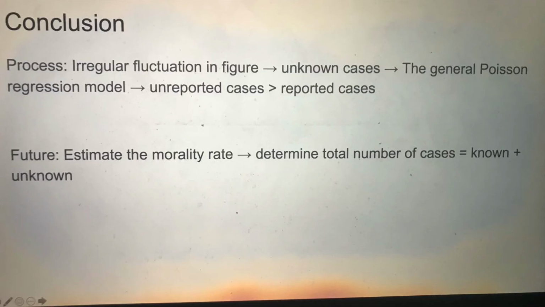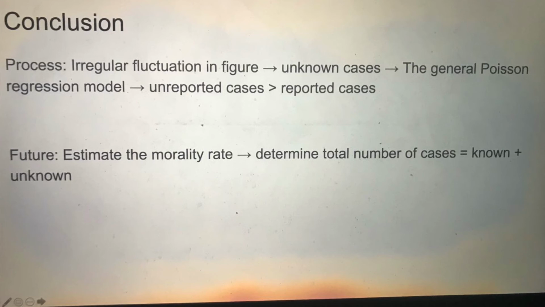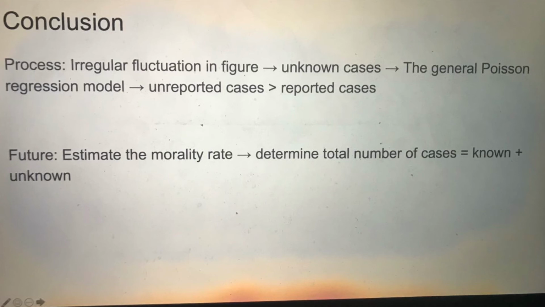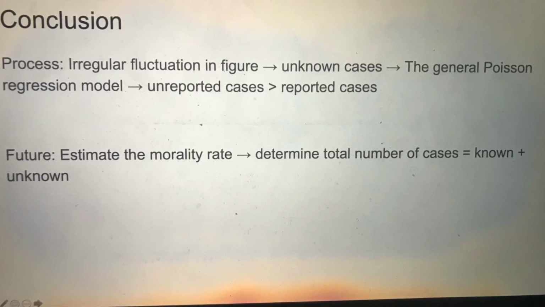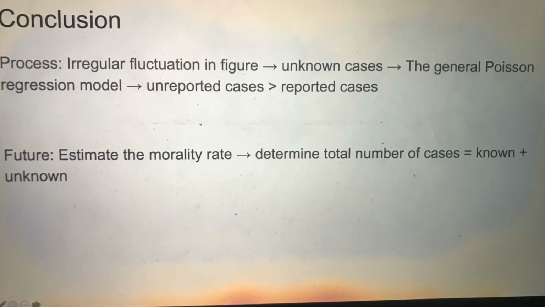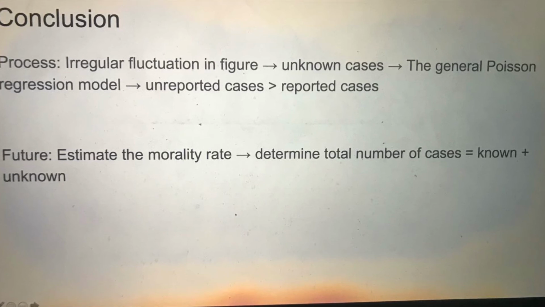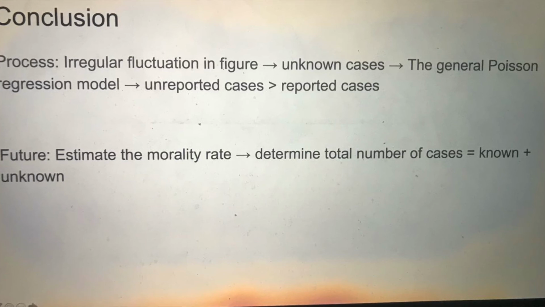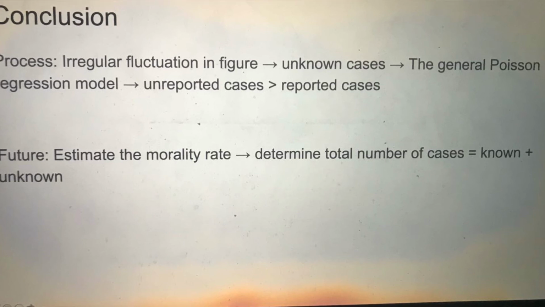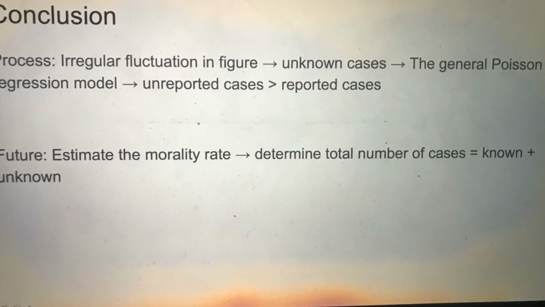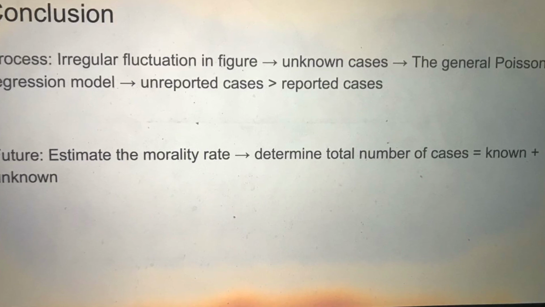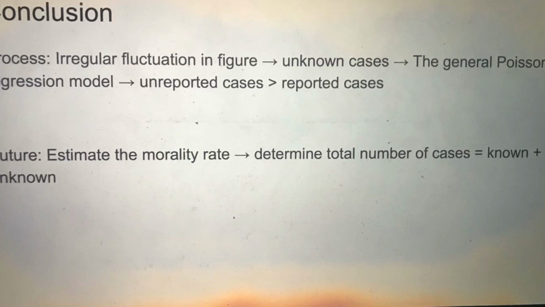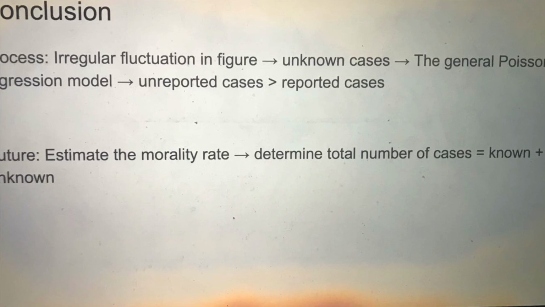As we can also see in the figure, due to the fluctuation, it leads me to think about whether there may exist underreported cases because they may not be reported in hospitals. So to estimate the specific number of unknown cases, I used the general Poisson regression model, which is a general model for count data that we can use to determine the relationship between the response variable and the predictor variables. After that, I searched for data from the website and used the equation for the calculation. Finally, I found that the number of unreported cases was even larger than that of known cases.